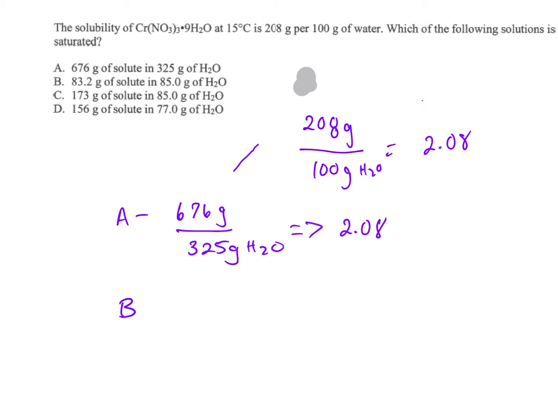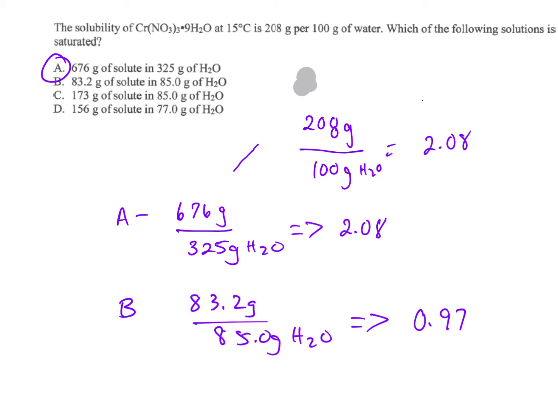But if we look at answer B, and we divide our 83.2 grams of solute per 85 grams of water, we'll end up with a ratio that is 0.97. Okay? So we know it's not saturated. It's not equal to 2.08. Is it unsaturated or supersaturated? Unsaturated, yeah. We could dissolve more into 85 grams of water than what has already been done in that solution. That make sense?